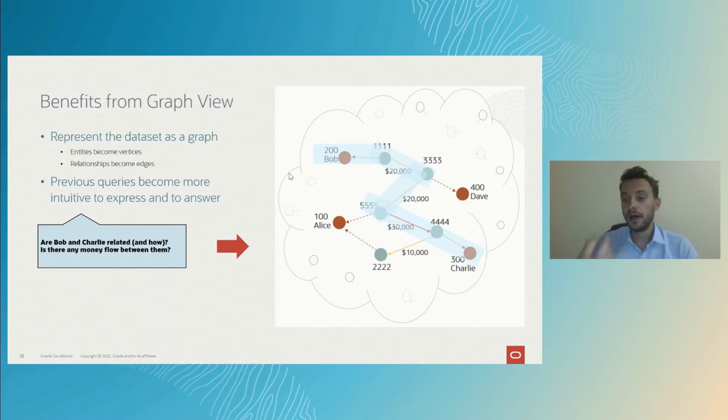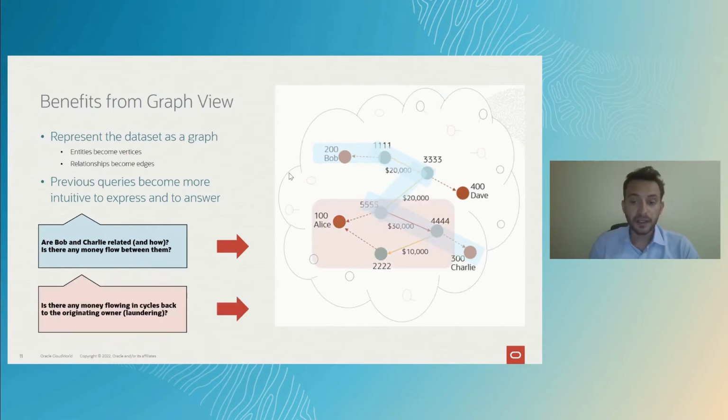So for example, we can immediately see that Bob owns an account here, 1111, and then there is money flowing up to an account which is then owned by Charlie, depicted here with the blue path, right? And then for the second question, you can also see that Alice owns basically two accounts, and then there is some money flow between those accounts. So potentially Alice can be flagged as a suspicious client for the bank, right?